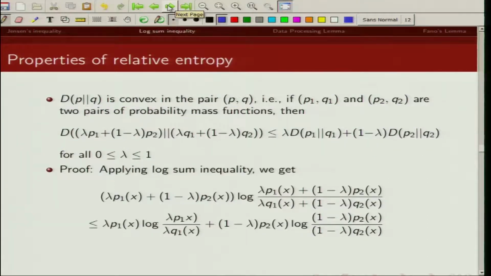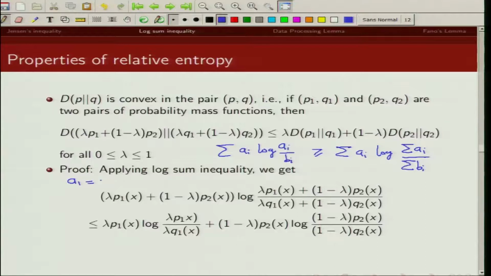Now we are applying the log sum inequality. What does the log sum inequality say? The log sum inequality says that summation a_i log of a_i by b_i is greater than or equal to summation a_i log of summation a_i by summation b_i, right?